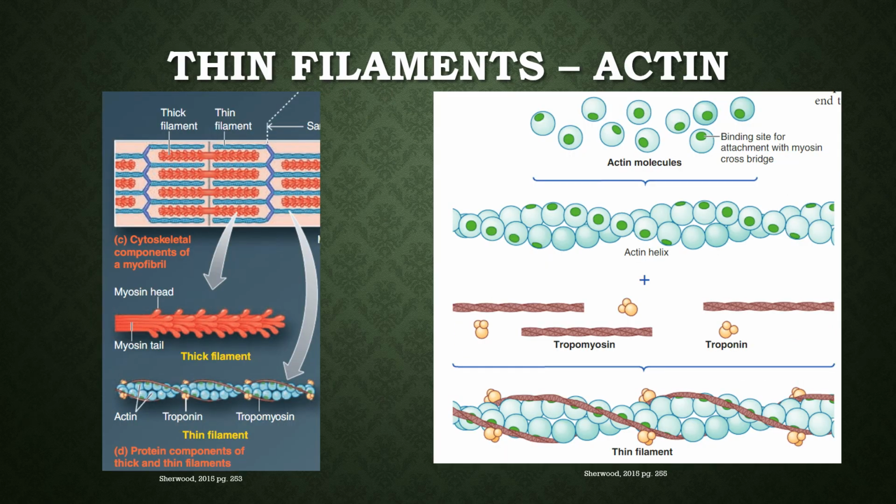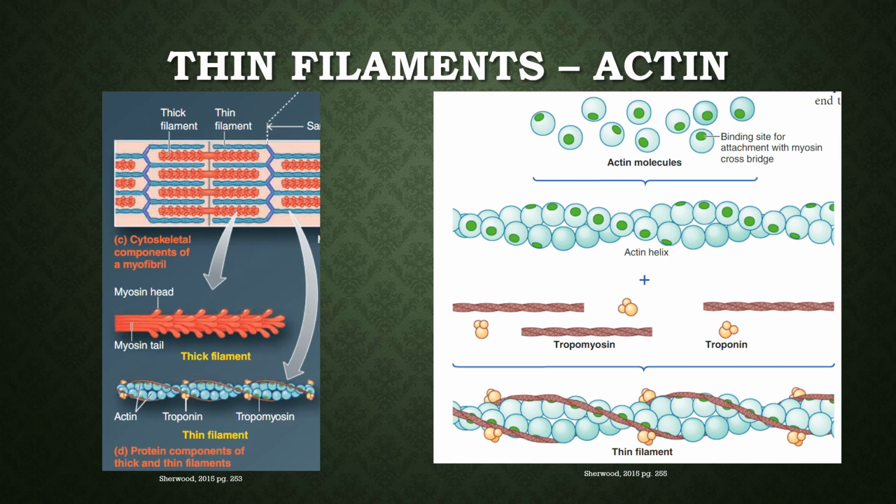In this slide, we are going to talk about thin filaments and actin. So actin is the main structural component of the thin filaments. Thin filaments contain three proteins: actin, tropomyosin, and troponin. The main structural component of a thin filament is two chains of spherical actin molecules that are twisted together. Actin molecules have a binding site for attaching with a myosin cross bridge. The myosin and actin binding at the cross bridge leads to the contraction of a muscle fiber.